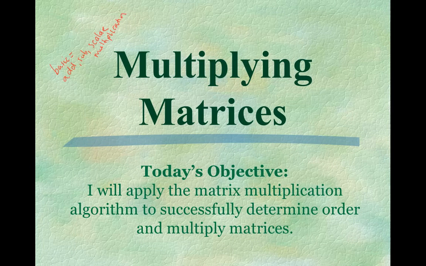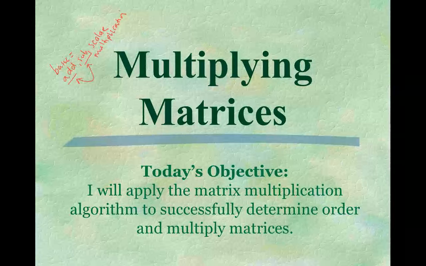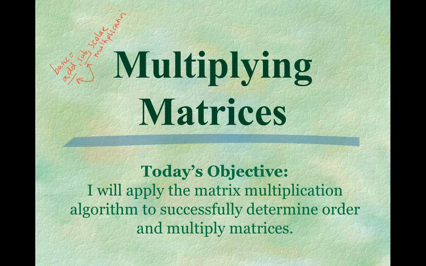Right? And in order to do addition and subtraction, your matrices had to be the same size. They had to be the same order, is what it's referred to as. So you had to have like a 2 by 3 plus a 2 by 3, or a 2 by 2 plus a 2 by 2. For scalar multiplication, you were just multiplying by a coefficient, right?